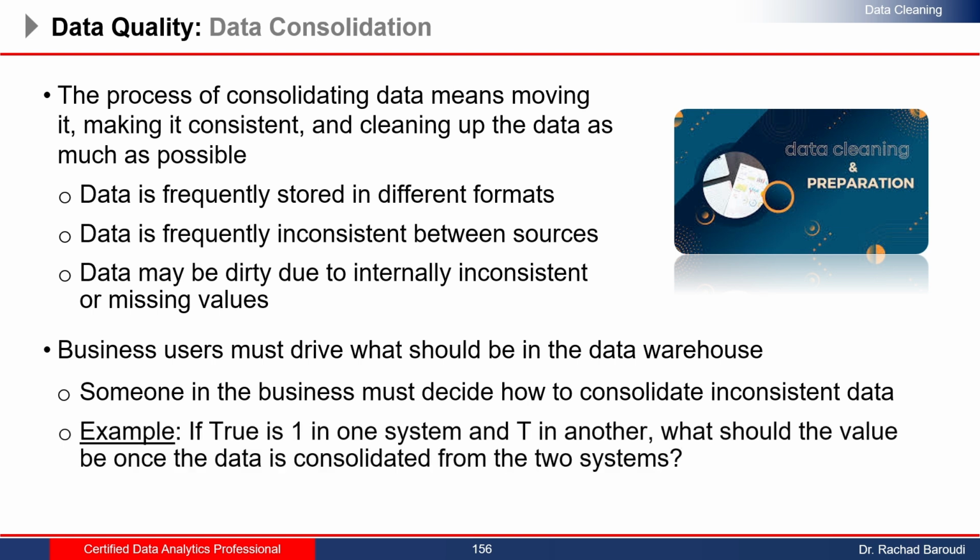For example, if you have two systems, true is one in one system and T is in another. So they have to choose either or. What should the value be once the data is consolidated from the two systems? Same thing for false. Sometimes F, sometimes false, sometimes zero. All this they need to unify before they combine them into one warehouse or a database.